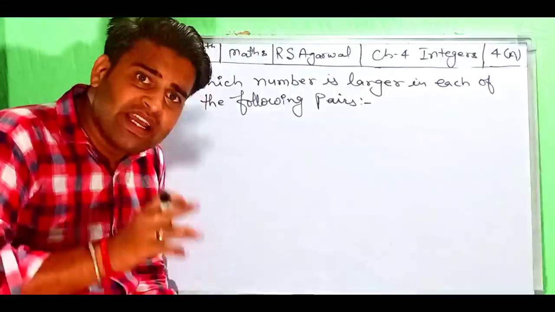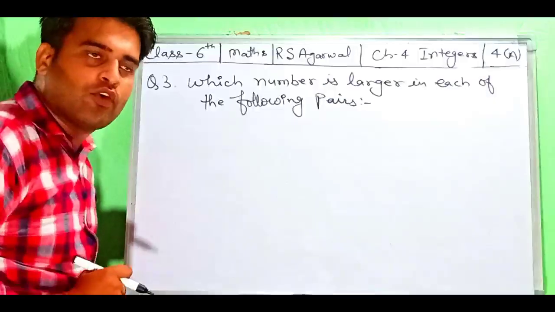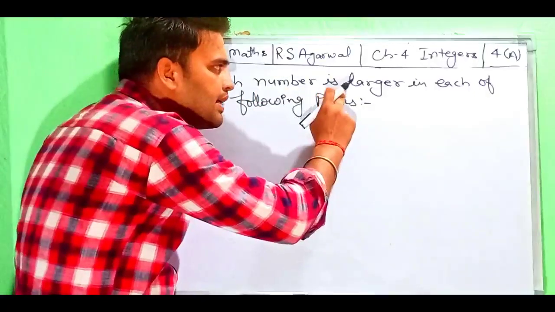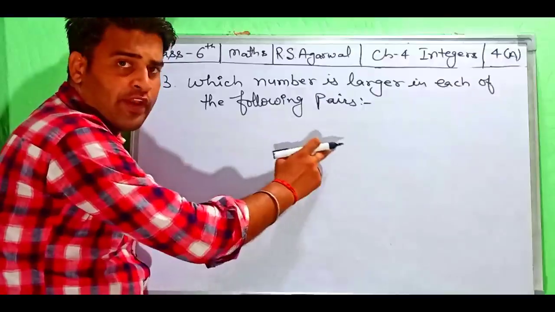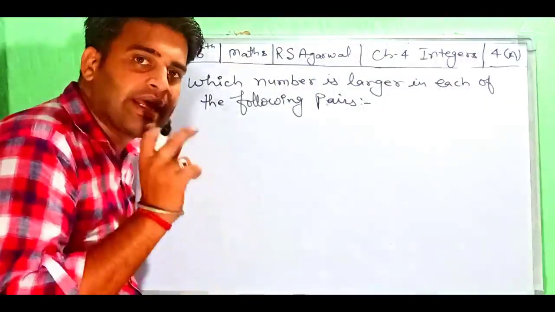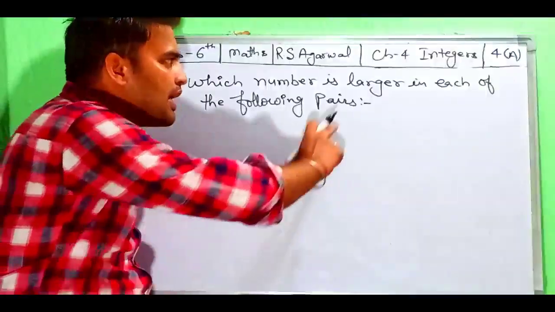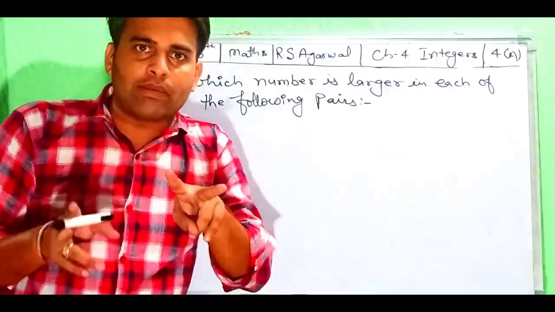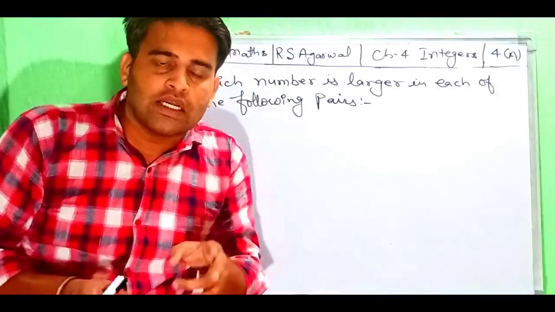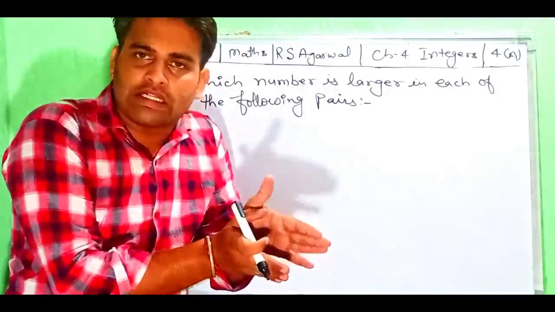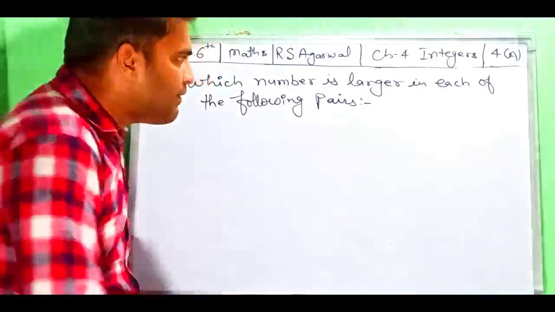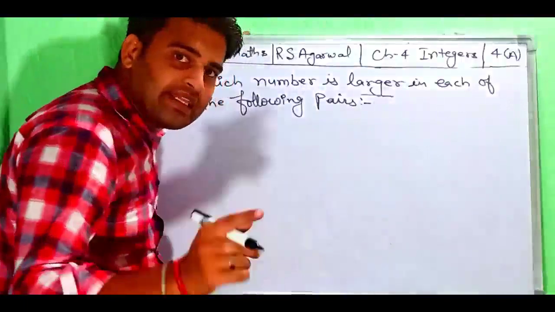Now what is our next question saying? Which number is larger in each of the following pairs? In our question there are some pairs and we will have to choose the larger number. There are two numbers in a pair, one is the larger number and one is the lower number. We will have to choose the larger number in that pair.